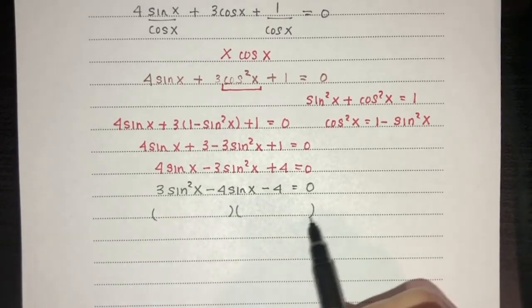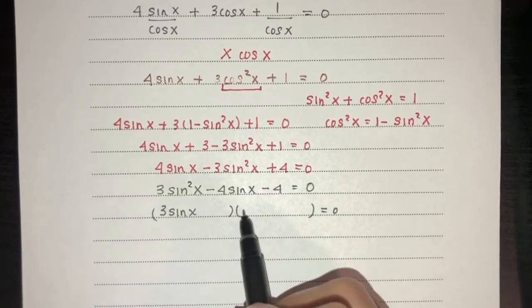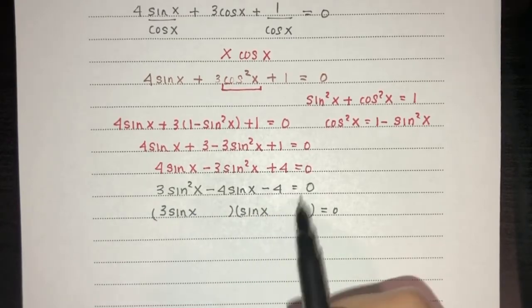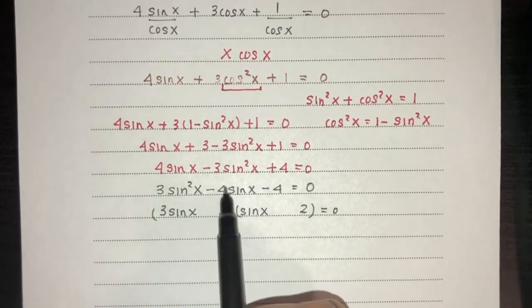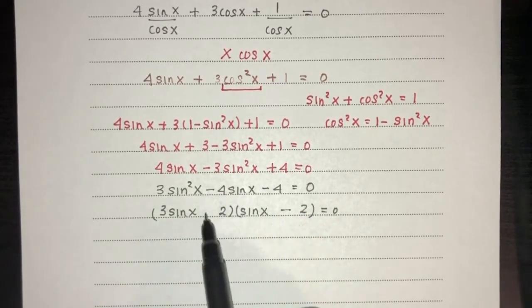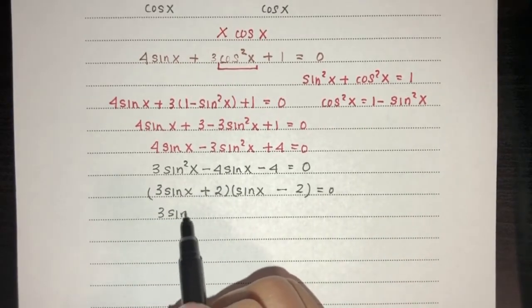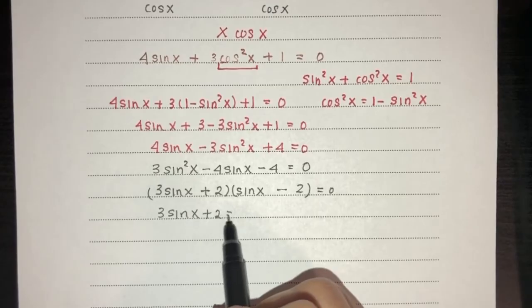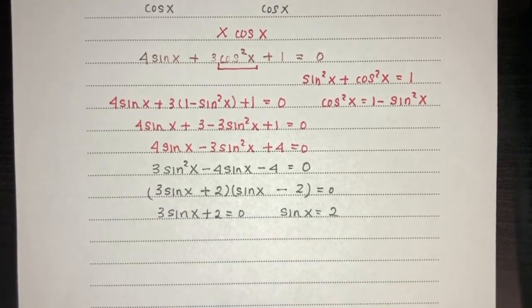So 2 brackets. That will be 3 sin x times sin x. 4 is 2 times 2. Now for us to get minus 4, it has to be minus 6 plus 2. Okay, so you will have 3 sin x plus 2 equal to 0, or sin x equal to 2.